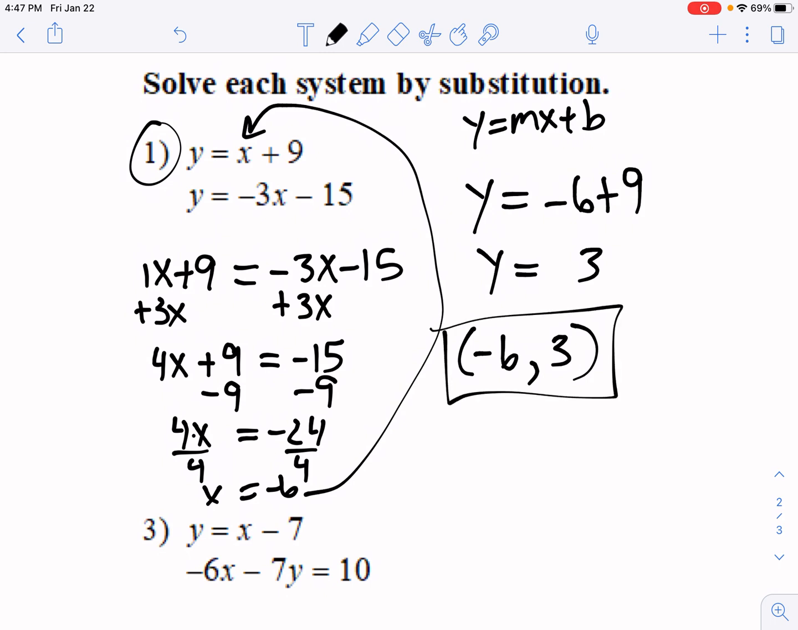So notice our solution is still a point, because that's the whole idea behind this: we want to know the point that both of these lines, if we were to graph them, share. So our solution is -6, 3. Now, of course, you could always go back, plug it back in, and check to make sure that it is correct, but that is the solution that we have here.